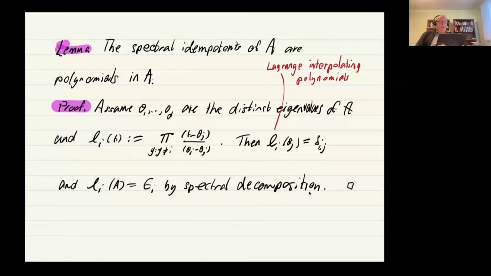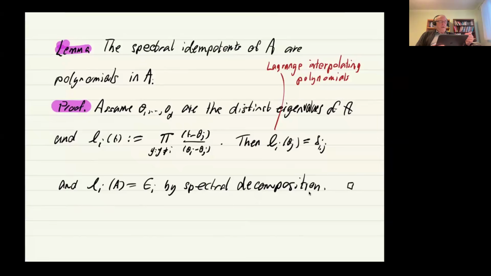I'm going to use this polynomial, which is the product of (t minus theta j) over (theta i minus theta j), over all j not equal to i. So that's a polynomial of degree, if there are d eigenvalues, degree d minus 1. And if you check, then L_i of theta j is equal to the Kronecker delta i comma j. So it's 1 if j is equal to i and 0 otherwise.